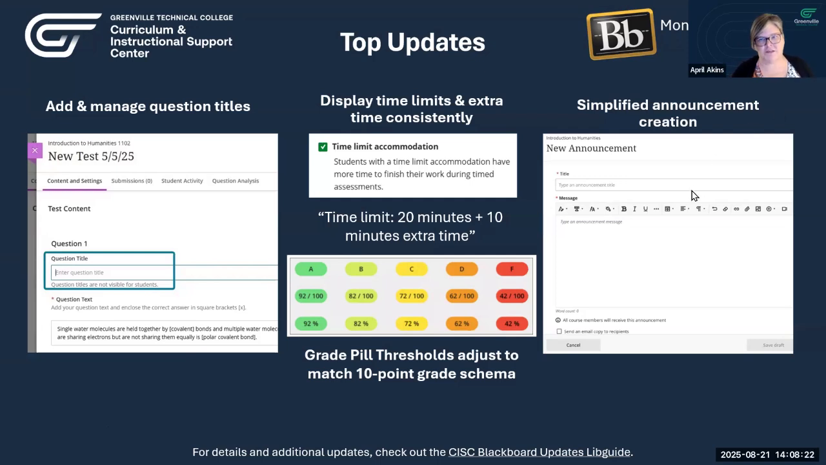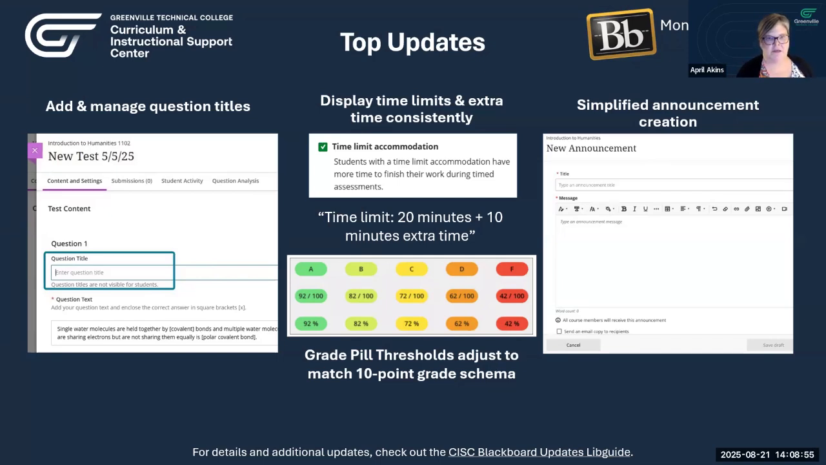The other thing is, and this is kind of minor, but they're simplifying the way you create announcements. Before, you had to hit this little drop down and select all course members. Well, in September, you won't have to do that anymore. You're automatically sending it to all course members. So that box has been taken away because you had to send it to all course members before. There is a reminder at the bottom that tells you all course members will receive this announcement. So just cleaning up that interface a little bit.